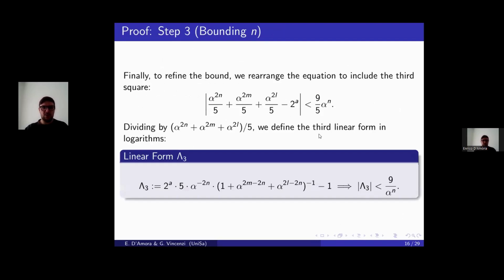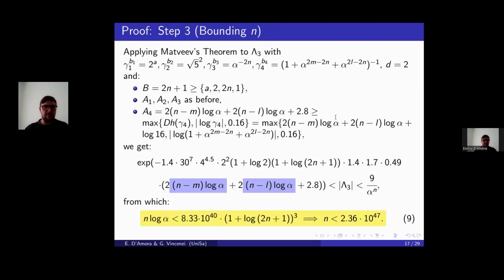Finally, we include the third square, and dividing by these 2 sums, we obtain a restriction on the expression defined by lambda 3. So applying Matveev's theorem for the third time, we obtain these 2 inequalities, and so a bound on n, depending on the bound on n minus m and n minus l. Okay, here n appears on left and right of the inequality, so using a math software, we calculate the bound on n.